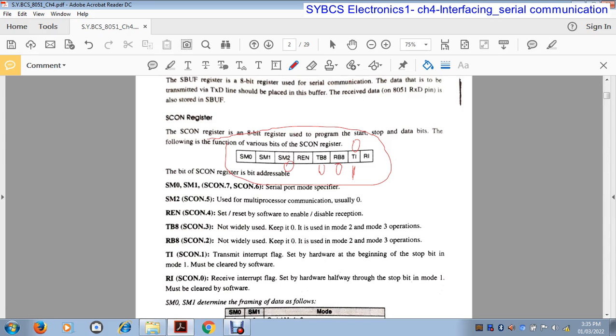Similarly, RI. The transmitter transmits the information, and the function of the receiver is to receive it. While the receiver is receiving the information, the RI bit is 0. Whenever the reception is completed, that means the receiver has received all the information completely, the RI flag becomes 1. So when the RI flag becomes 1, it indicates that all the information is received completely. In this way the SCON register works.